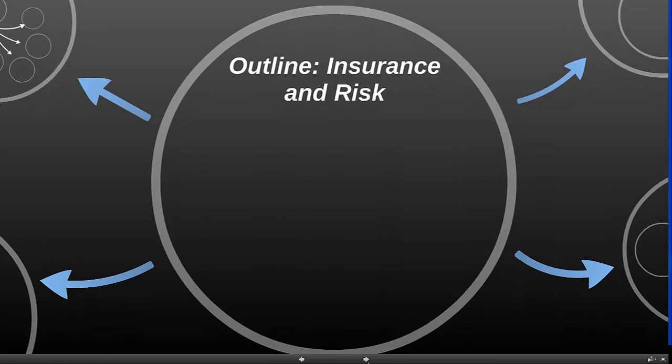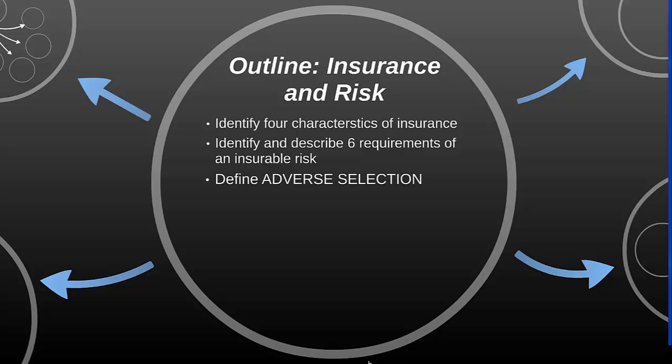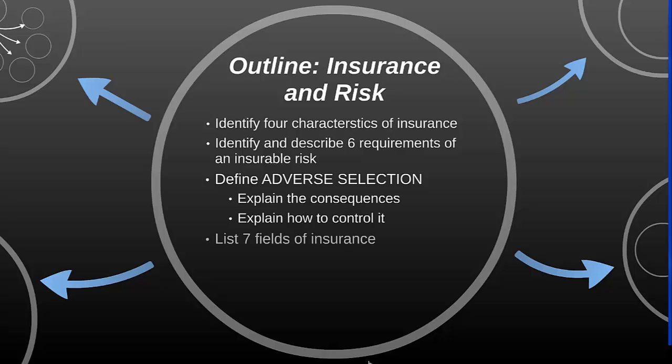After you watch this video, you should be able to identify 4 characteristics of insurance, identify and describe 6 requirements of an insurable risk, define adverse selection, explain the consequences of adverse selection, and explain how insurance companies try to control it. Adverse selection is an extremely important concept in the insurance business, so this is an important section.